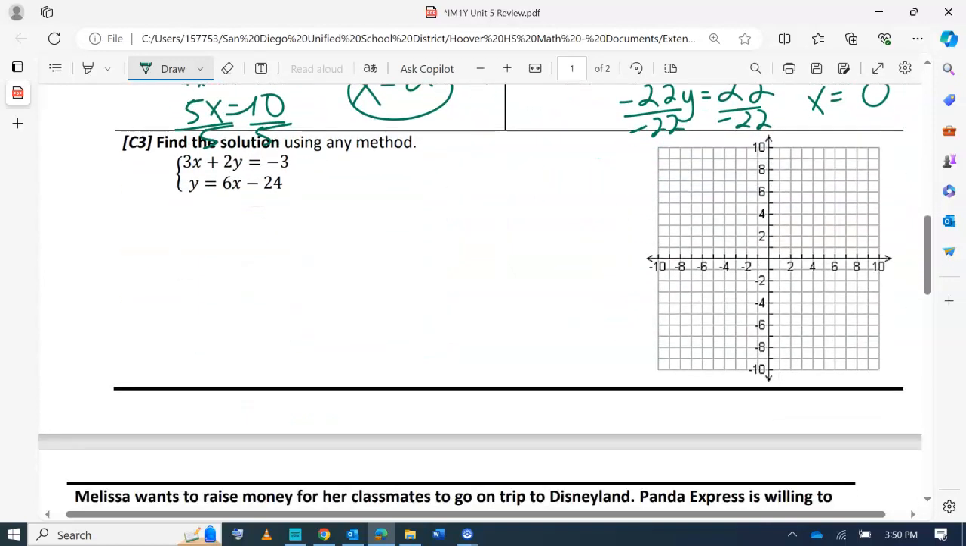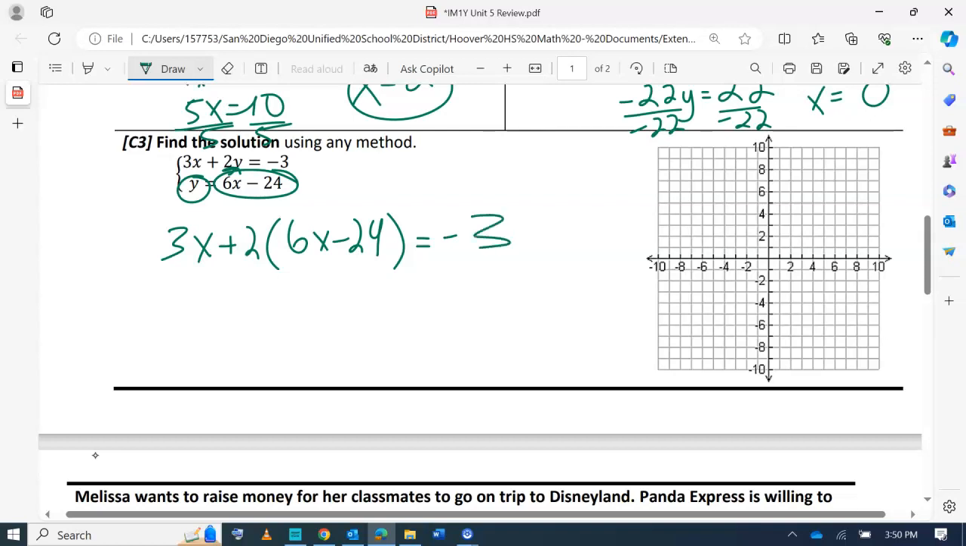Okay. Find the solution using any method. So we can graph them, we could substitute, or we could use elimination. This one, since we have the y by itself already, I'm going to substitute. So I'm going to take my 6x minus 24 and put it into my y. So 3x plus 2 times my new y, which is 6x minus 24, equals negative 3. 3x, 2 times 6x is positive 12x. 2 times negative 24 is negative 48, equals negative 3.